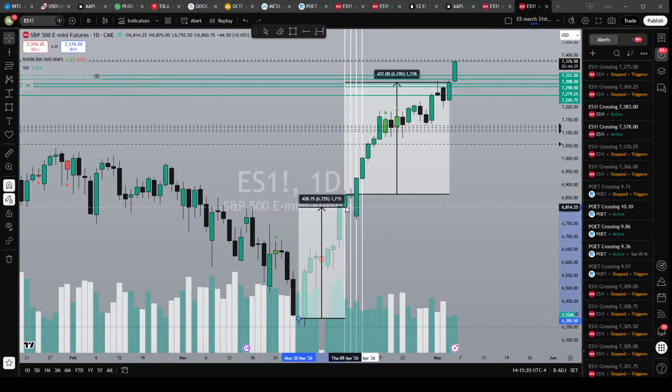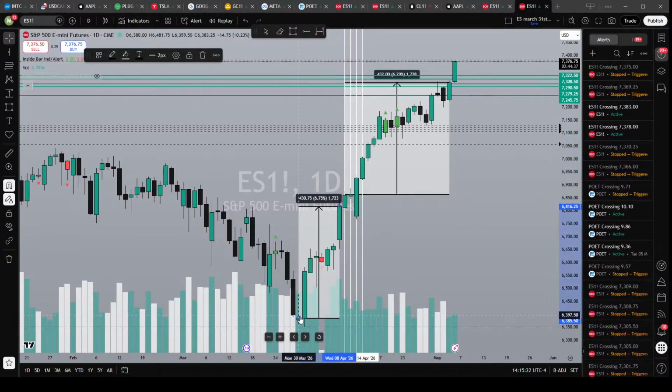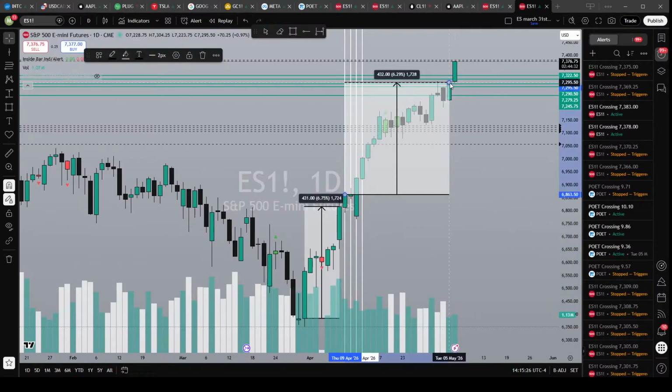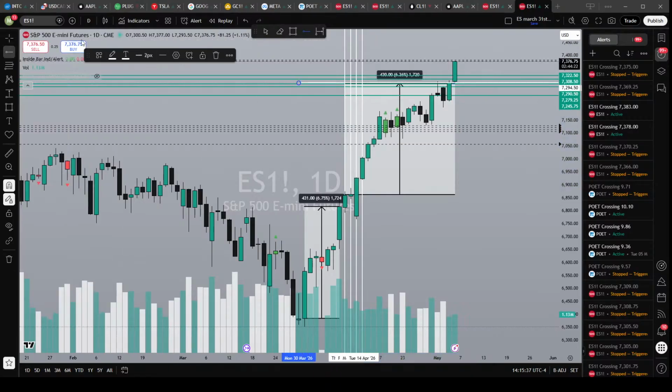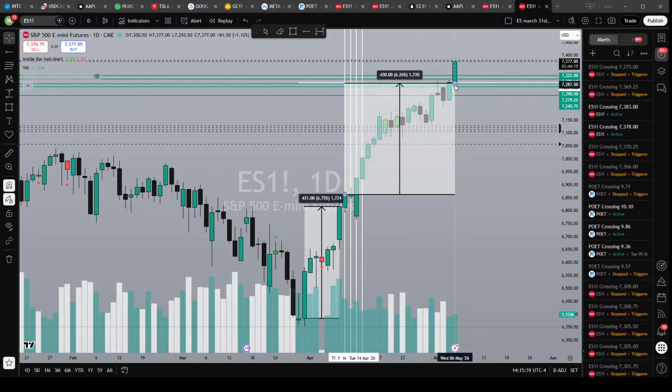Look. 431. 432. 430. Do you think that's a coincidence? These are core ratios. That's actually insane. So these were very, very calculated spots.